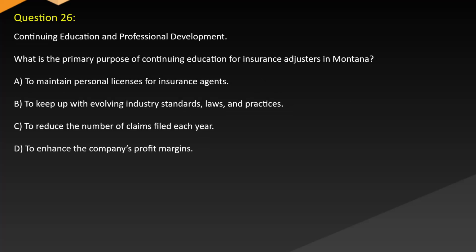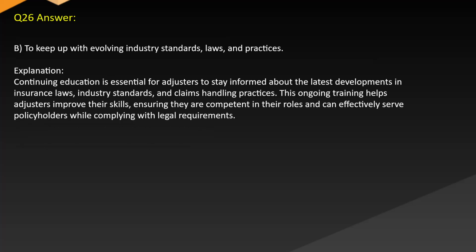Question 26. Continuing education and professional development. What is the primary purpose of continuing education for insurance adjusters in Montana? A. To maintain personal licenses for insurance agents. B. To keep up with evolving industry standards, laws, and practices. C. To reduce the number of claims filed each year. D. To enhance the company's profit margins. Answer: B. To keep up with evolving industry standards, laws, and practices.